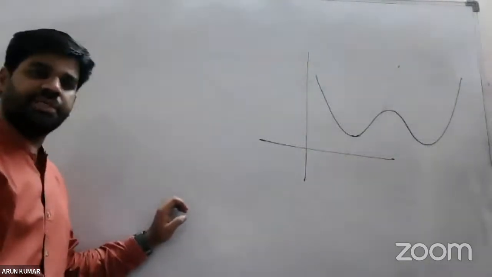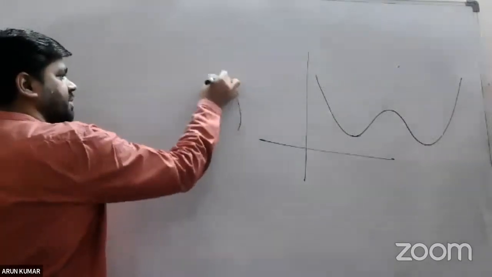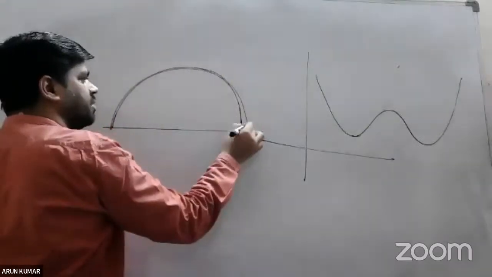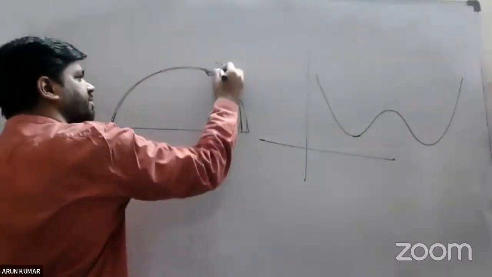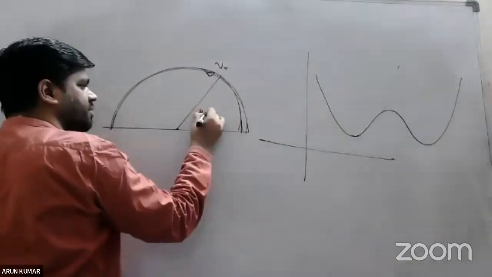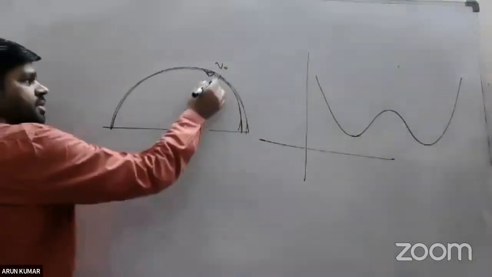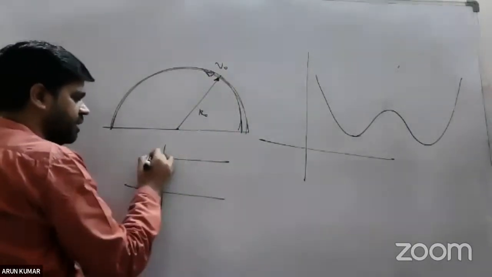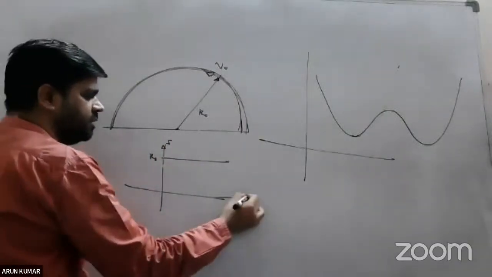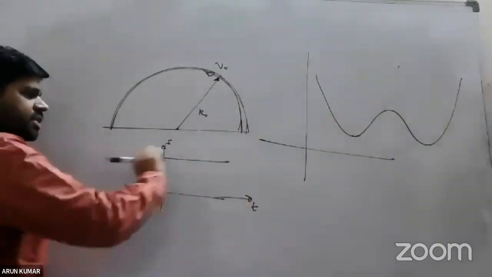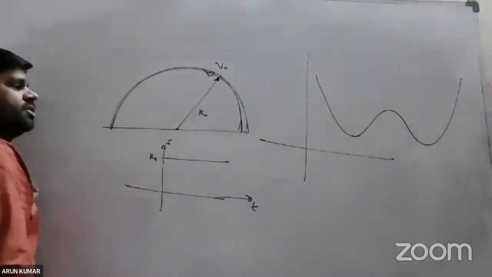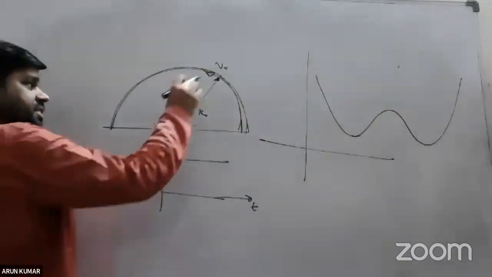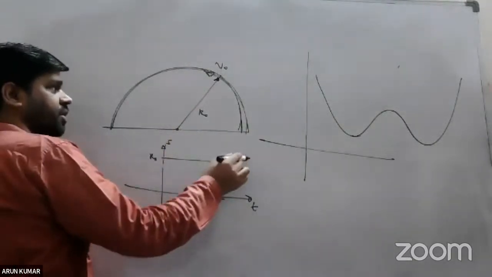But again, I cannot differentiate because let us say a particle is moving on a semicircle. When it's moving on a semicircle with constant speed v naught, its distance from the center is constant, which is the radius. So if I plot distance s measured from the center as a function of time, it is constant r. It is constant along a semicircle.